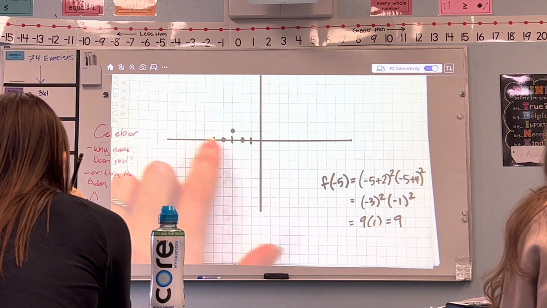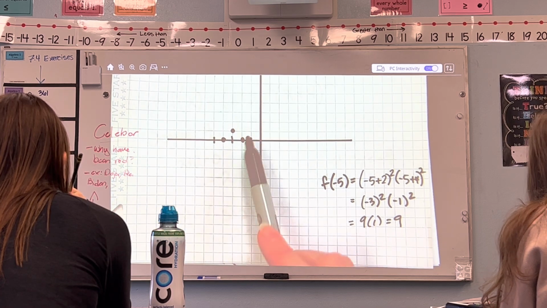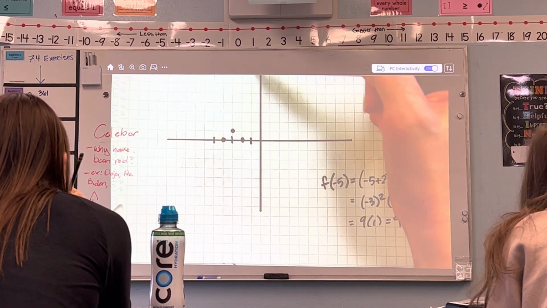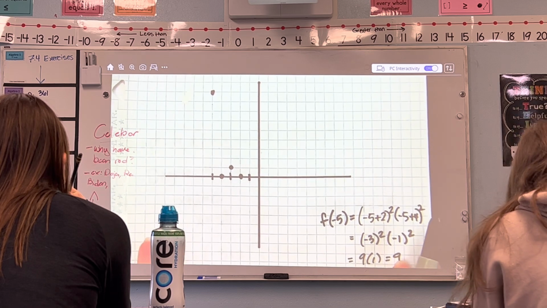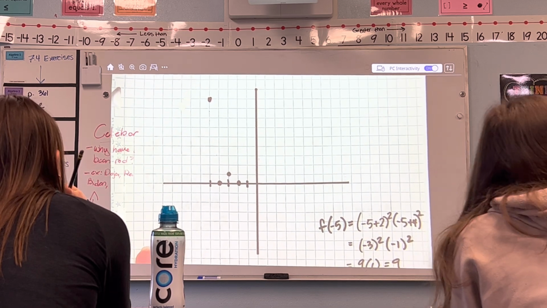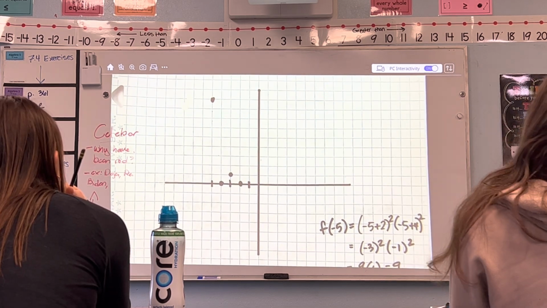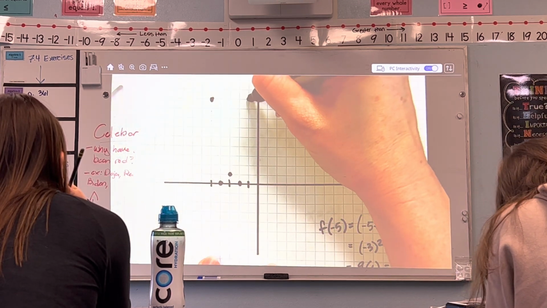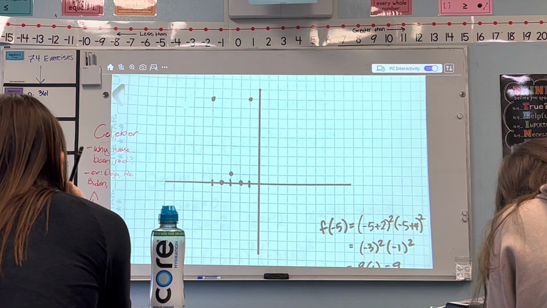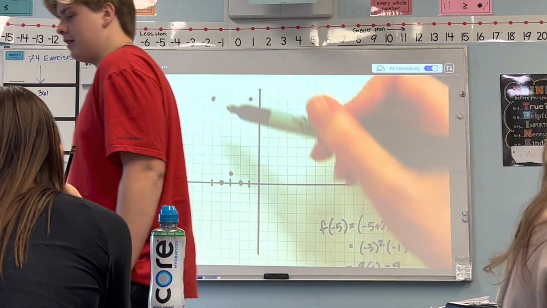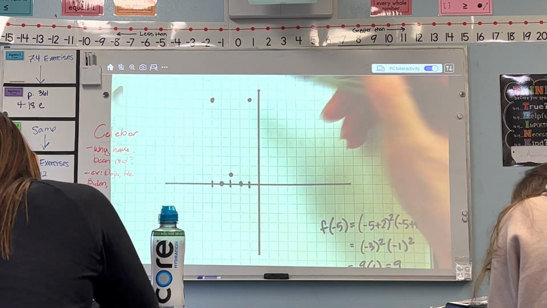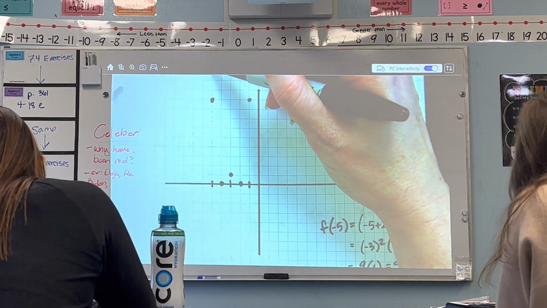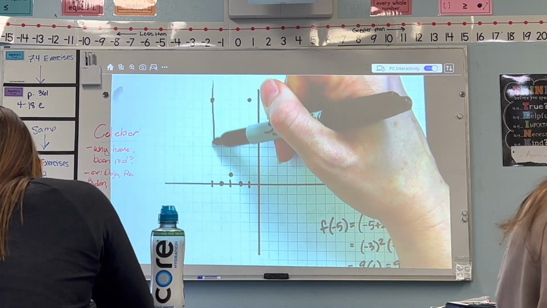I think this looks pretty symmetrical. I bet -1's gonna be at the same spot. Does it have to be symmetrical? No, they don't have to be. Sometimes they are. Negative 1 is at 9. Sometimes these are perfectly symmetrical, sometimes they're not, depending on how the equation is set up, and then you just do your best to connect the dots.